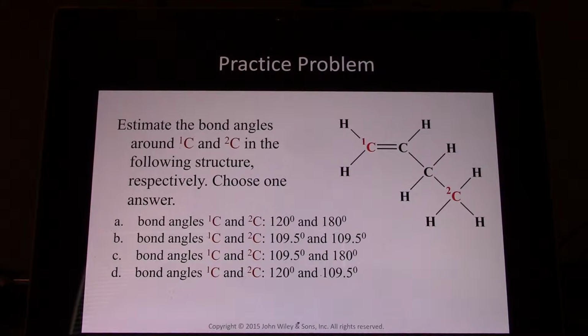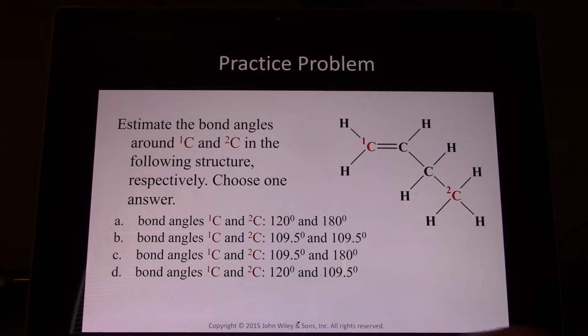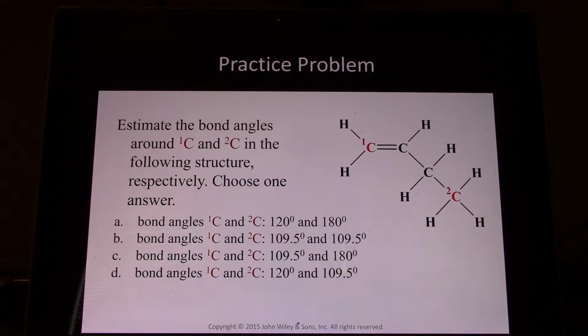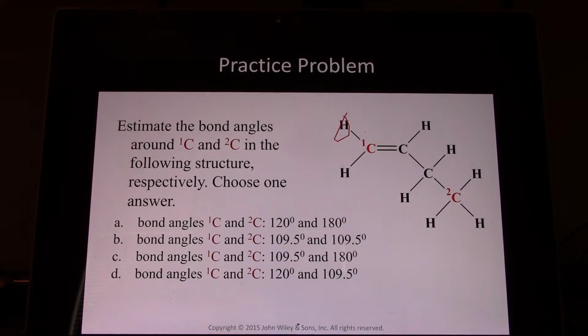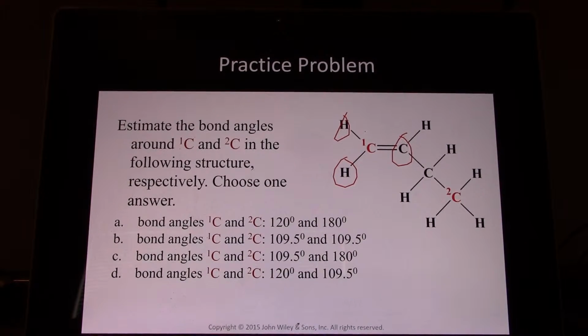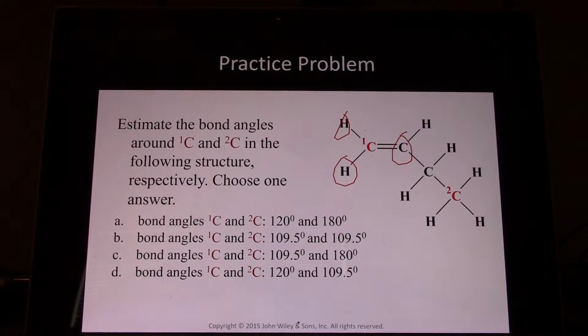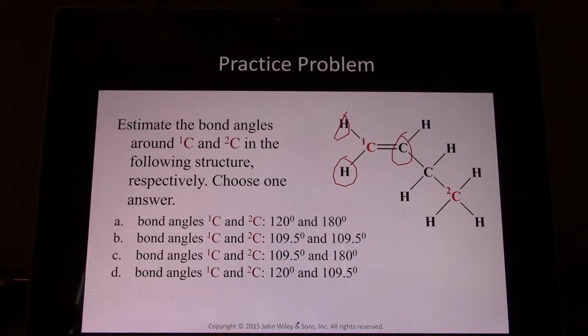So, estimate the bond angles around carbon 1 and carbon 2. Well, we look over here. Carbon 1 has 3 electronic groups coming off of it: a single bond and a double bond. And the furthest away 3 electronic groups will get in space. And again, because of VSEPR theory from Chemistry 1, electrons are all negatively charged. Negative charges repel other negative charges, and so they try to get as far away from each other as possible and get maximum spreading out.